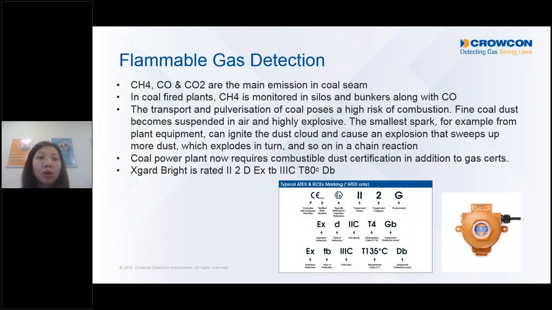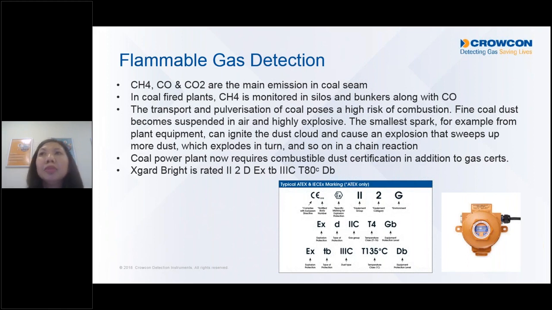So in coal-fired plants, methane is always monitored in silos and bunkers, along with CO. Then the coal is crushed before it is fed into the boiler, and the transport and pulverization of coal is actually heated, which makes the coal combustible. So the coal dust is combustible by itself. That is why in recent years we have combustible dust certification. One of the reasons is to address coal dust, because it is highly explosive.